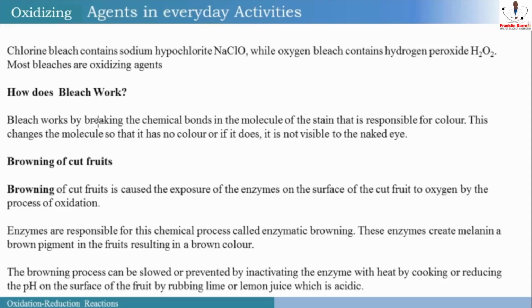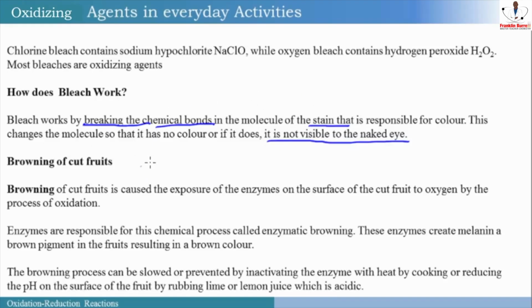Bleach works by breaking the chemical bonds in the molecule. So the bonds are broken, and we're dealing with chemical bonds in this case. And these molecules are your stain. And of course, we know that stain produces color. So the bleach will break the bonds in the stain that is responsible for color, causing them to become invisible. In other words, they are not visible to the naked eye. So that's how bleach works.